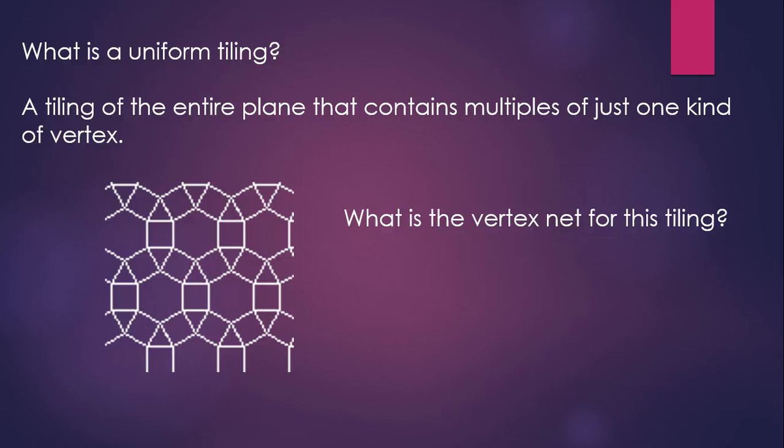So to find the vertex net, find any vertex and then look at the polygons that surround that vertex. So I'm going to start with this polygon. That's a hexagon. It has 6 sides, and I'm just going to move around clockwise. So I have a square with 4 sides, then a triangle with 3 sides, and then a square with 4 sides. So the vertex net would be 6, 4, 3, 4.